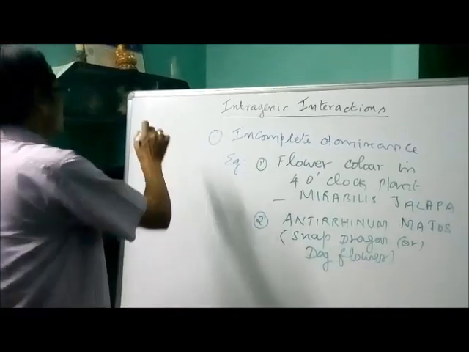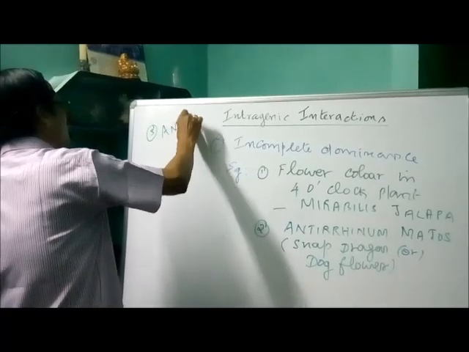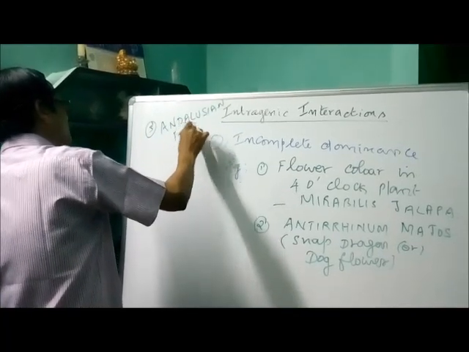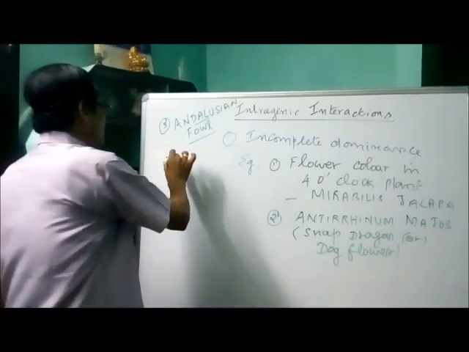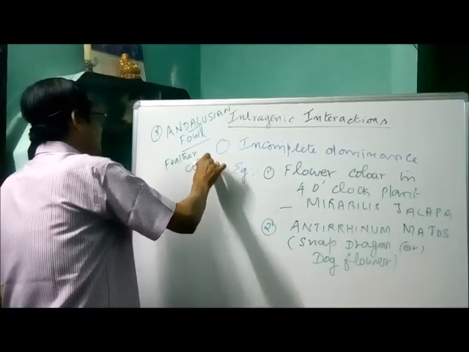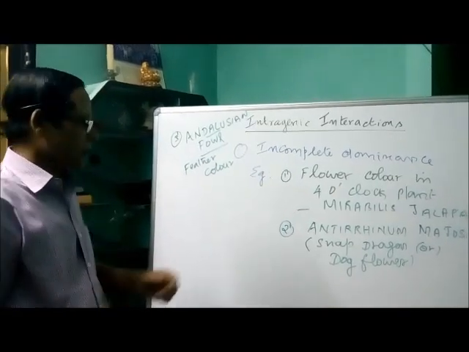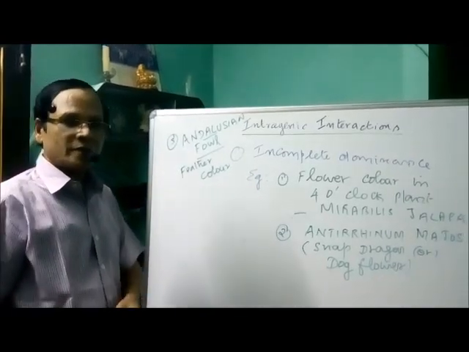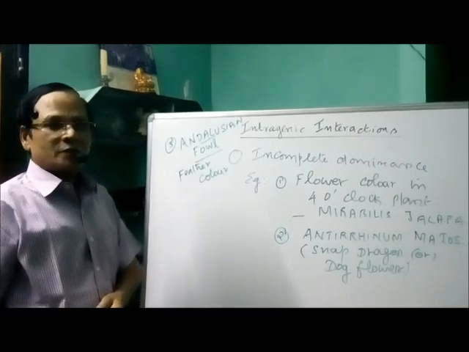There is also another example in the case of animals. One fowl variety called Andalusian fawn. This is one bird variety, where the feather color is taken into consideration. So these are all the examples for incomplete dominance: flower color in Mirabilis jalapa and Antirrhinum majus, and feather color in Andalusian fawn. Now let's go for the explanation with an illustration.